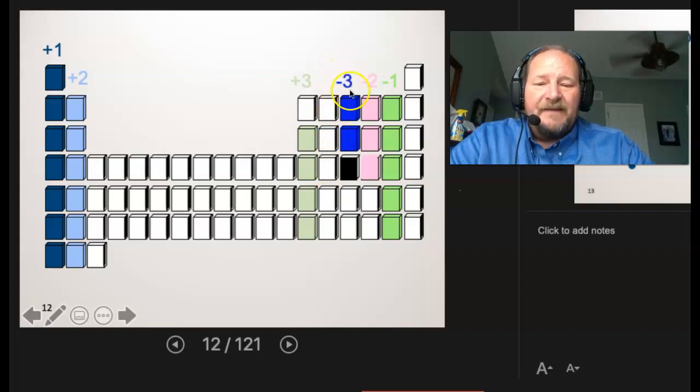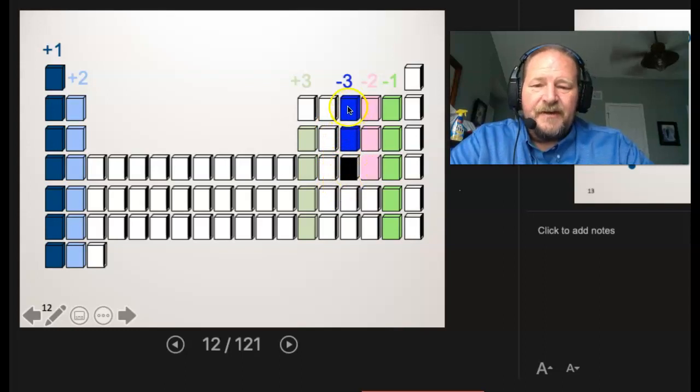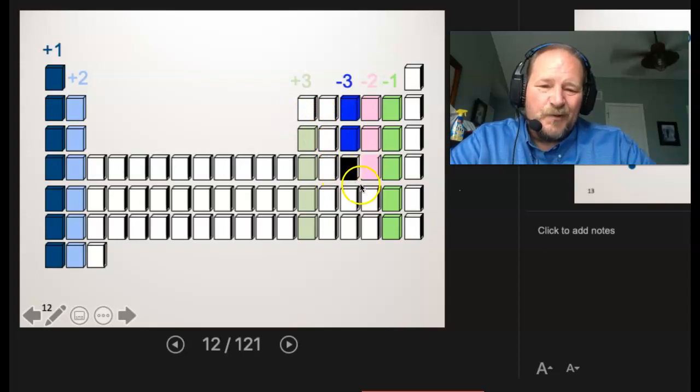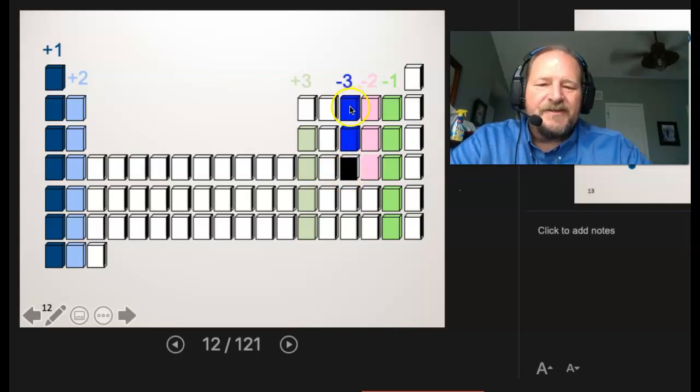For group 5A, we're back to a -3 until we get to that stair-step line. Here we have nitrogen, phosphorus, and I believe that's arsenic. Arsenic, I left that one black because it can be +5 or -3. Remember, it's on the stair step, so it's a metalloid. For us, when we see it, it'll be a -3. I try to avoid it on assessments. That way you're stuck with just nitrogen or phosphorus, and you know it has to be a -3.